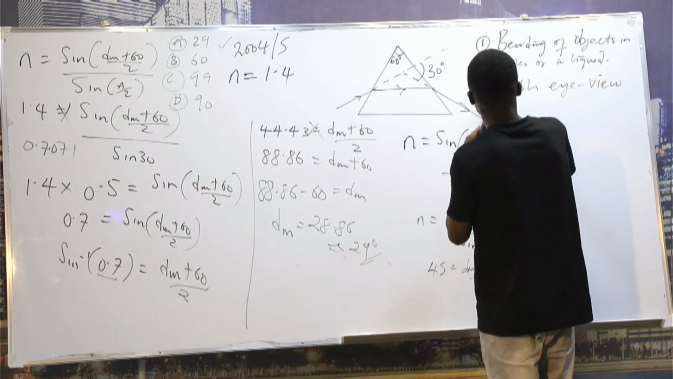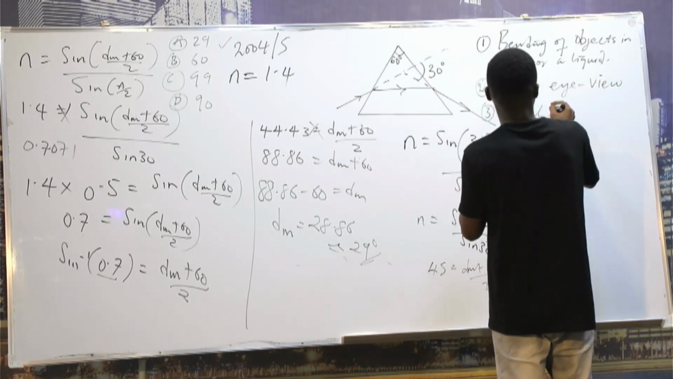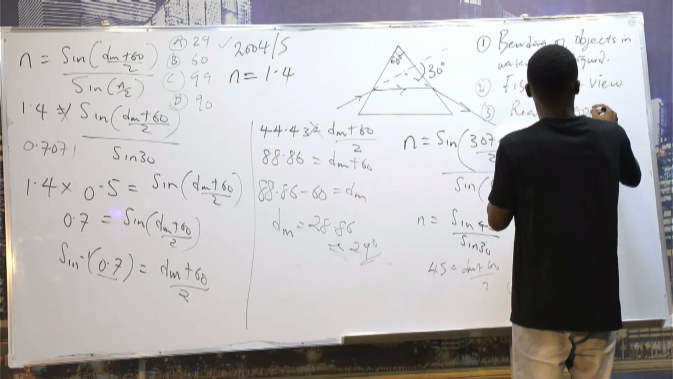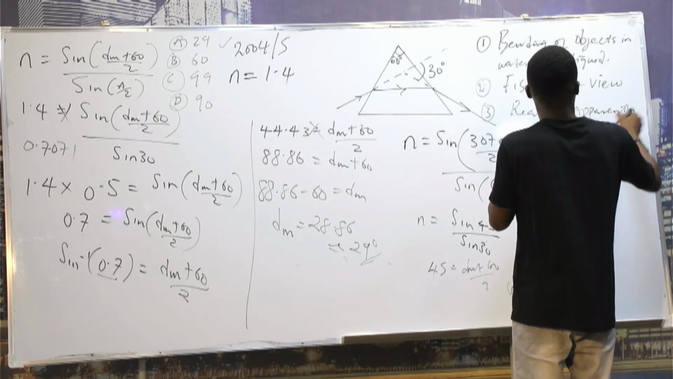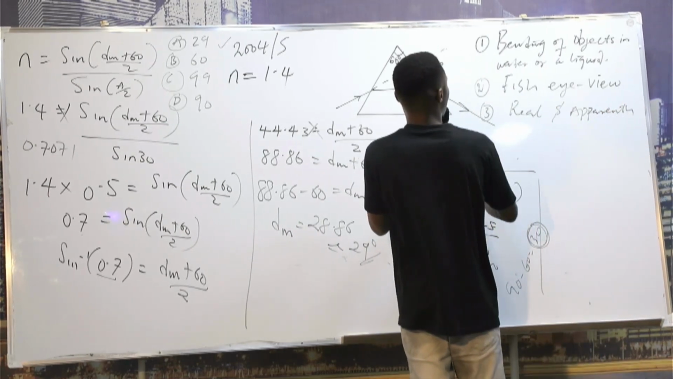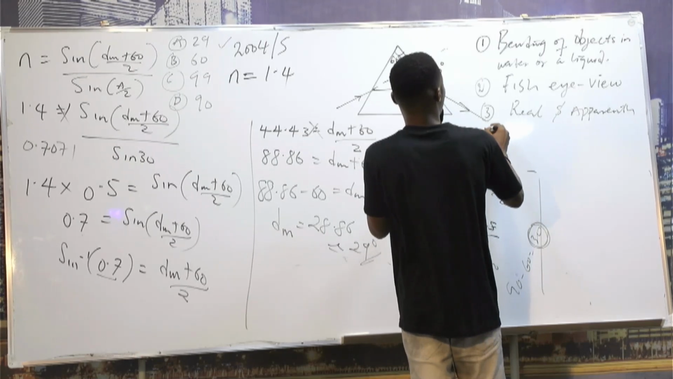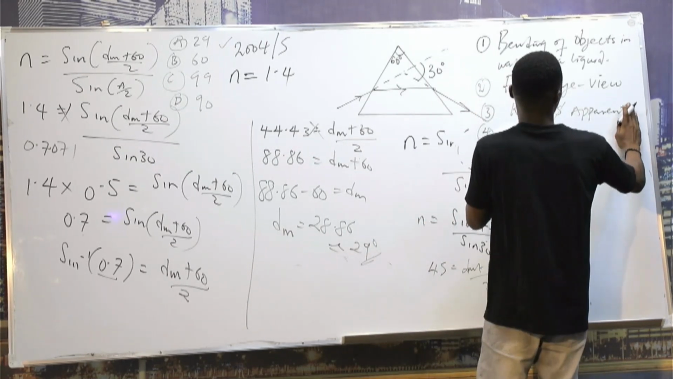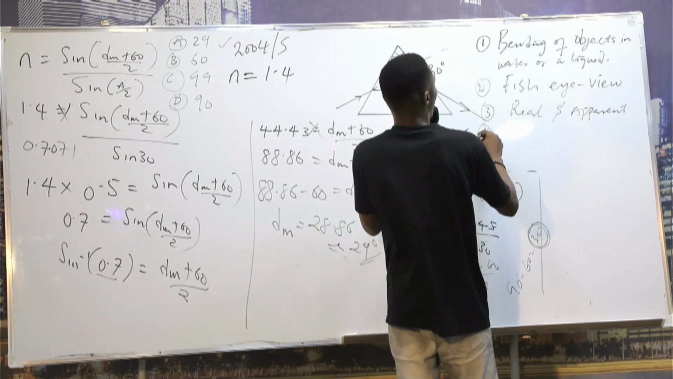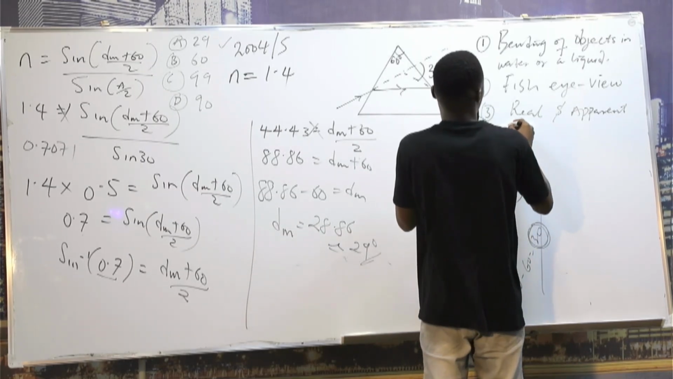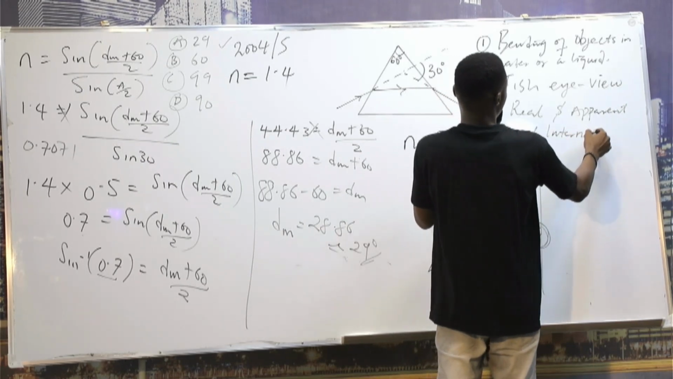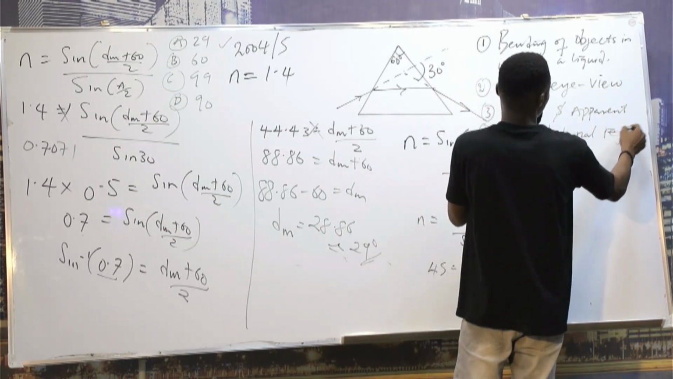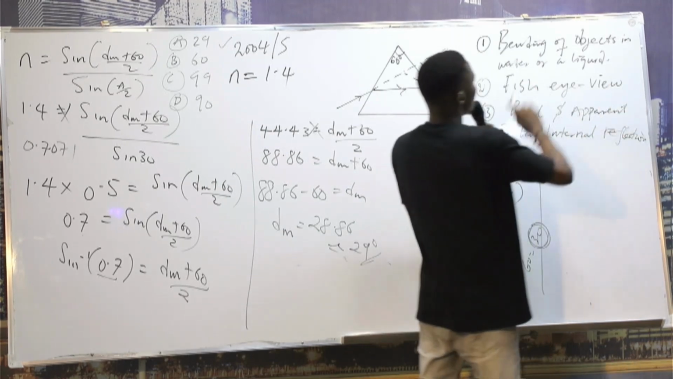And we are also going to talk about the real and apparent depth. Please, I don't know if I got the spelling of apparent there. Did I get it? Okay. Number 4, we're going to talk about total internal reflection. So, these are some of the areas we are going to talk about.